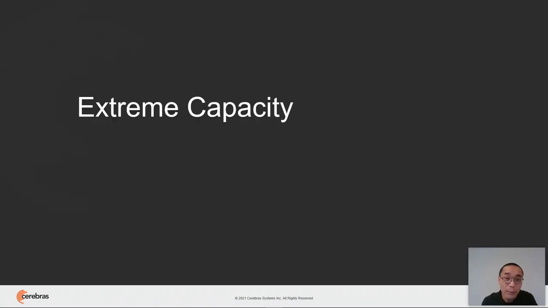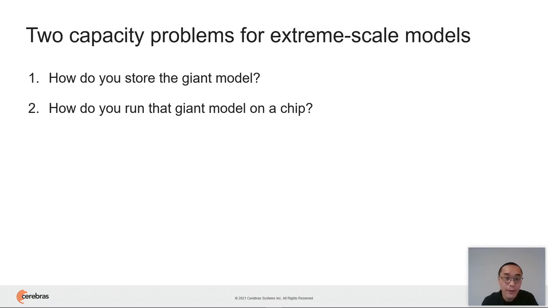Next, I'll describe the major components that enable weight streaming to fit these giant models. And there are two main capacity problems to be solved. The first is, how do you store the giant model? And the second is, how do you run that giant model on a chip?